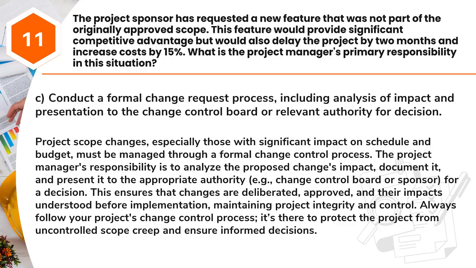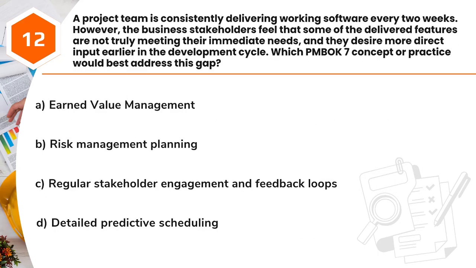This ensures that changes are deliberated, approved, and their impacts understood before implementation, maintaining project integrity and control. Always follow your project's change control process. It's there to protect the project from uncontrolled scope creep and ensure informed decisions. Question 12. A project team is consistently delivering working software every 2 weeks. However, the business stakeholders feel that some of the delivered features are not truly meeting their immediate needs, and they desire more direct input earlier in the development cycle.